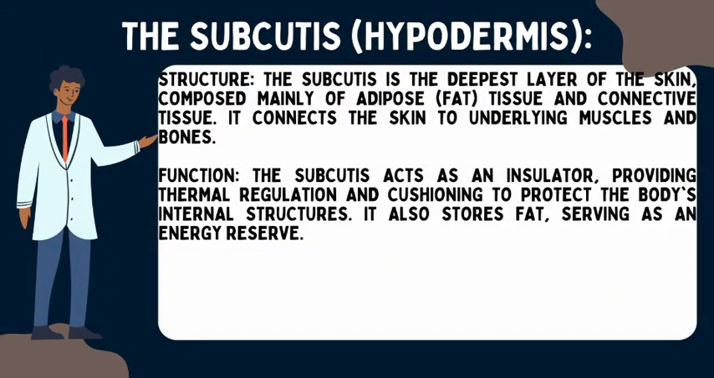Third, the hypodermis. Structure. The subcutis is the deepest layer of the skin, composed mainly of adipose, fat tissue and connective tissue. It connects the skin to underlying muscles and bones. Function. The subcutis acts as an insulator, providing thermal regulation and cushioning to protect the body's internal structures. It also stores fat, serving as an energy reserve.